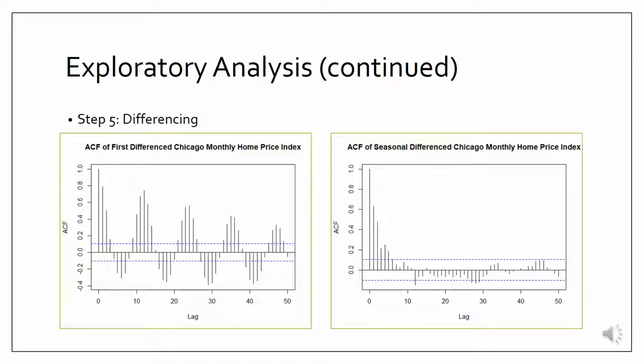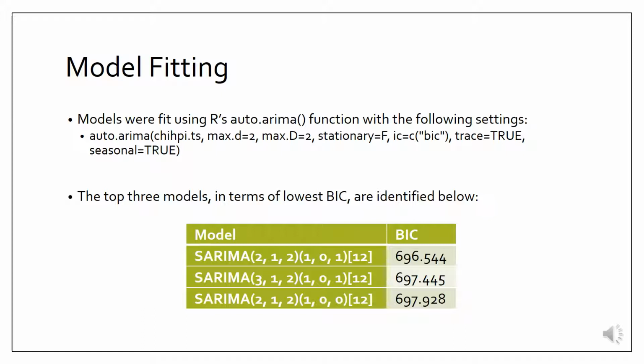Based on the results discussed in the exploratory analysis slides previously, and in particular the apparent presence of seasonality, a number of SARIMA models were fit to the data. To do this, R's auto.arima function was used with the settings specified on the slide. Based on lowest BIC, we see that the SARIMA (2,1,2)(1,0,1)[12] model performed best, but not by much. All three models had very similar BIC values, and as such, all three will be compared in the subsequent slides to help determine which model is truly best.